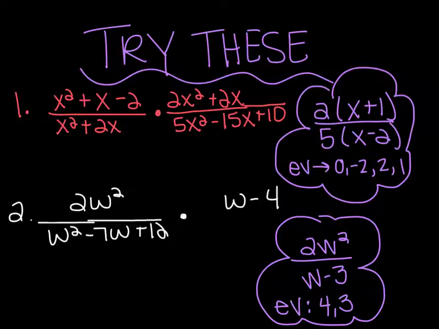All right, for number 1, check that you have 2 times the quantity x plus 1 divided by 5 times the quantity x minus 2. That is the most simplified version that you can get, and your excluded values are 0, negative 2, 2, and 1. You need all of them to be correct. For the second one, your solution is 2w squared divided by w minus 3. And again, your excluded values are 4 and 3, and you need both parts to get full credit.